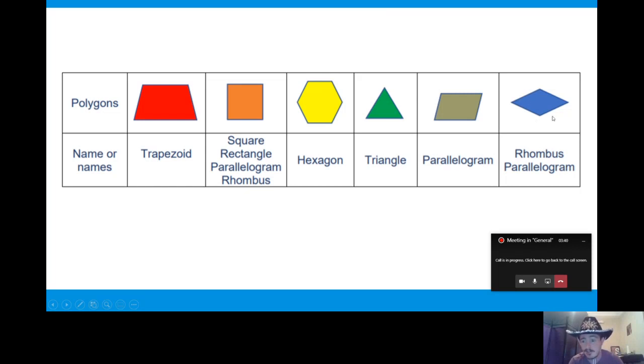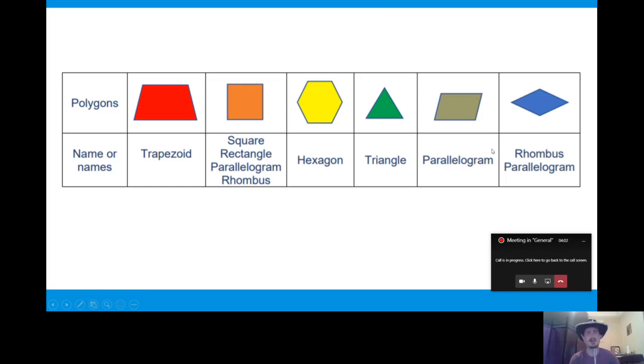It's also a parallelogram. But it has to be a rhombus also because all of its sides are the same length. Why is it not a square? It has sides that are all the same length. Why is this not a square? Because its corners are not all the same. It's not a regular polygon. A square is a regular polygon.